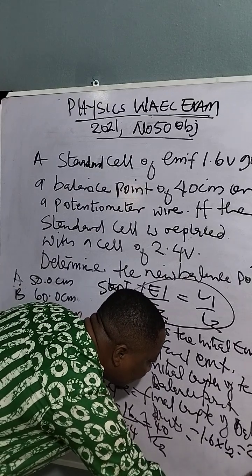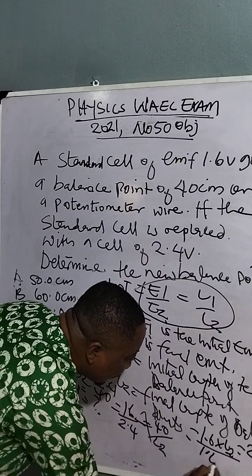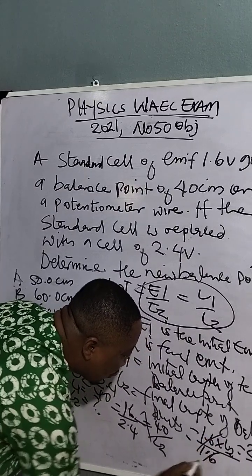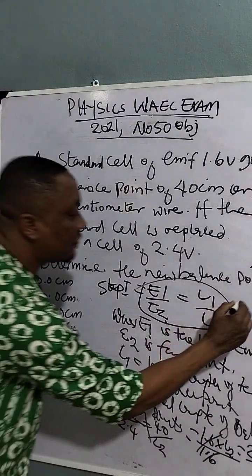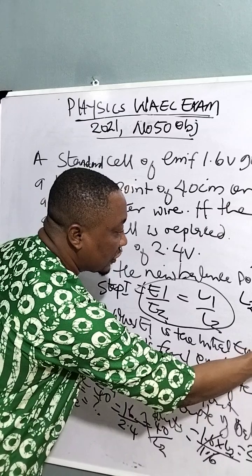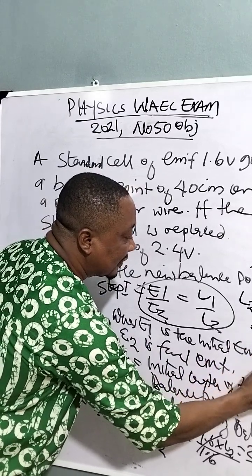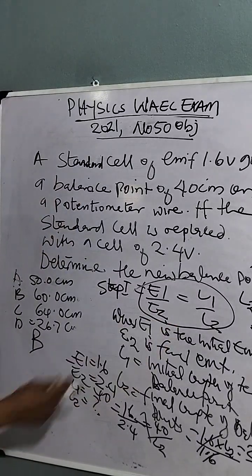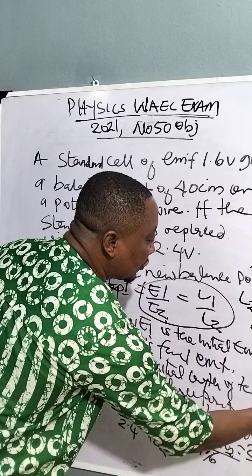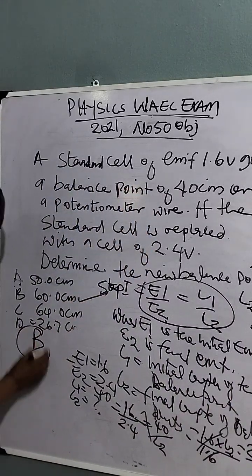2.4 times 40. Then divide both sides by 1.6, so this 1.6 will go. You will now have L2 equals 2.4 times 40 all over 1.6. This gives you 96 over 16. When you divide 96 by 16, this will give you 60.0 centimeter. That is the right answer. Do you have it here? Yes, B. That is the correct answer.